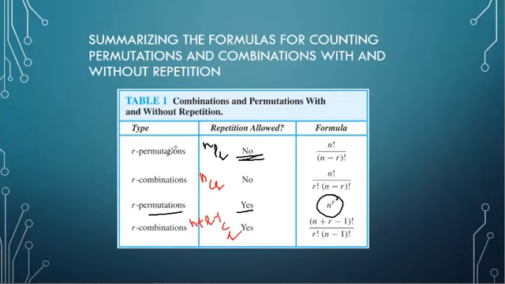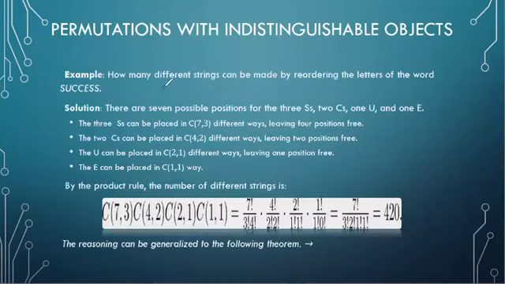Okay, so this is the table which has to be remembered whenever you're solving problems with respect to permutations and combinations. In the question, it will be mentioned whether repetitions are allowed or not allowed. After that, the next topic is permutations with indistinguishable objects. So what do we mean by permutations with indistinguishable objects?